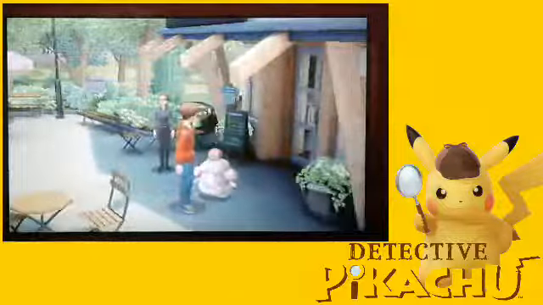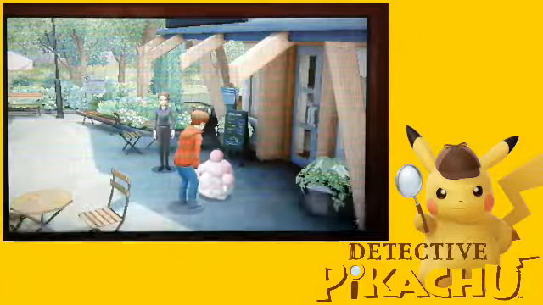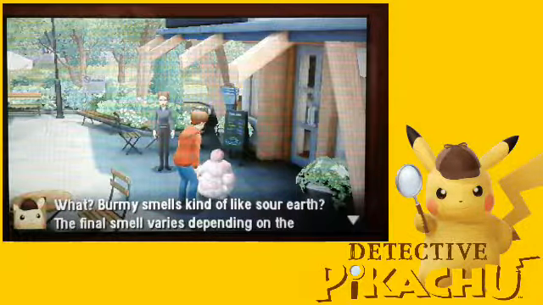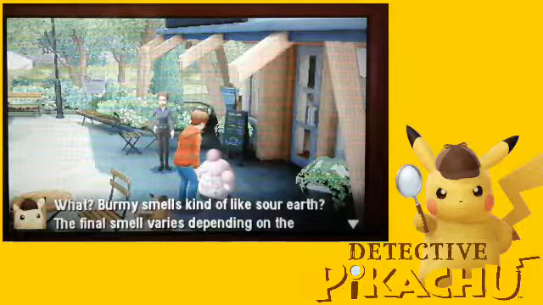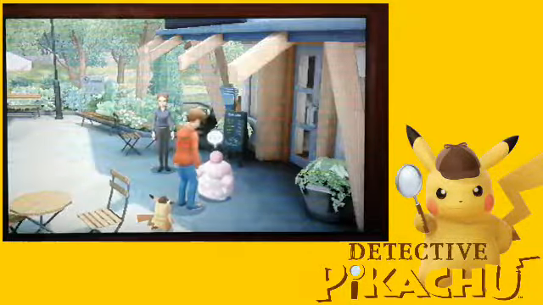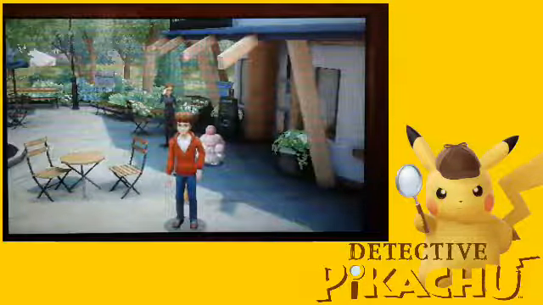Do you know anything about Burmy? Burmy smells kind of like sour earth. The final smell varies depending on the cloak, it says.